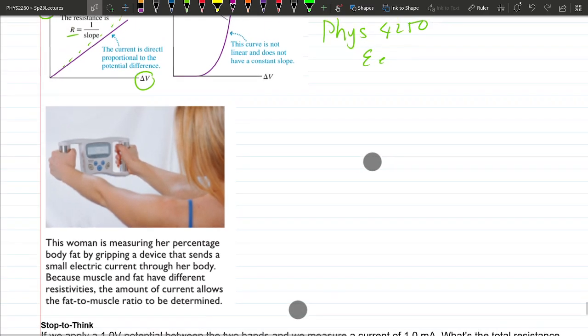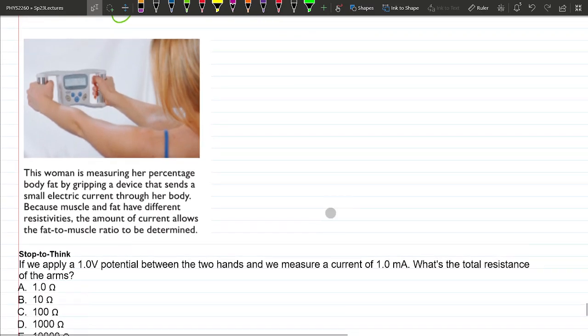So let's stop to think. How are these devices useful? One application of this is these percentage fat measurement devices, which are not extremely accurate.